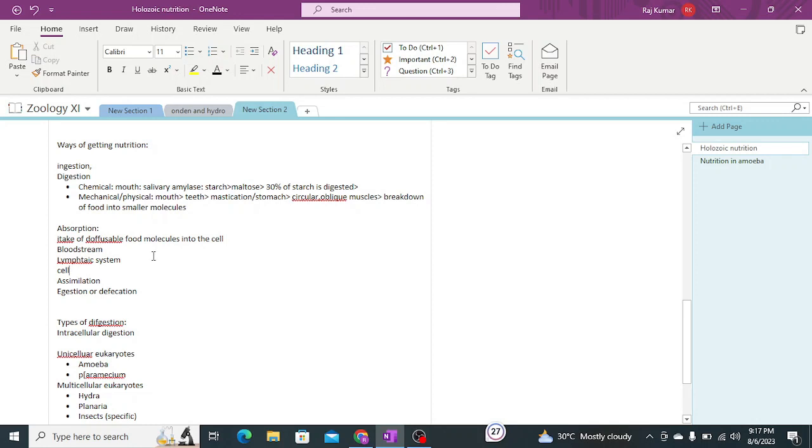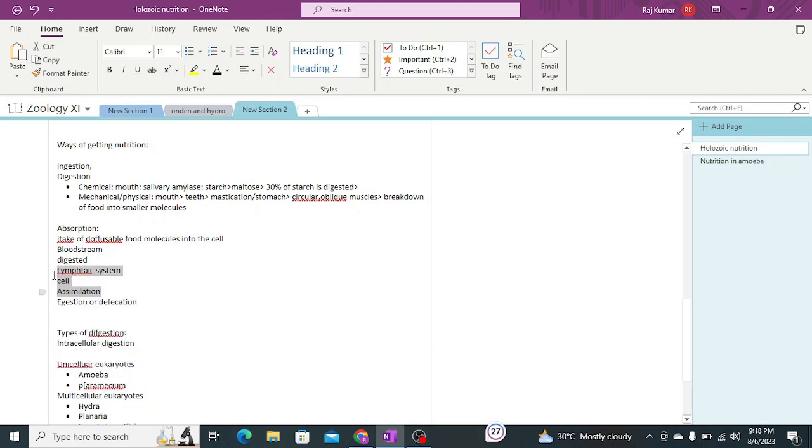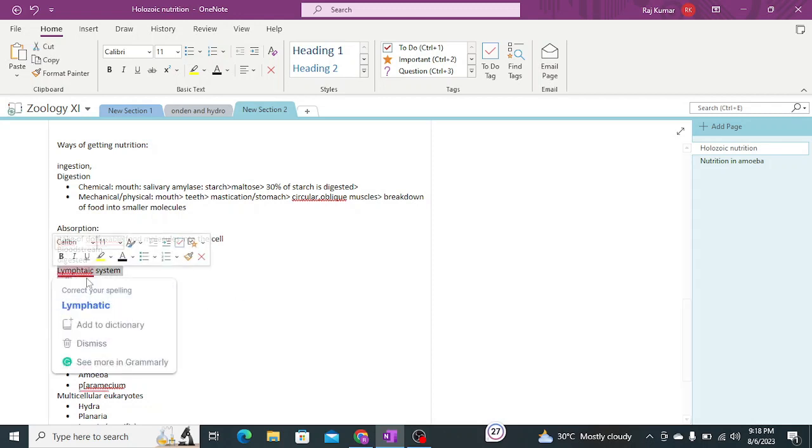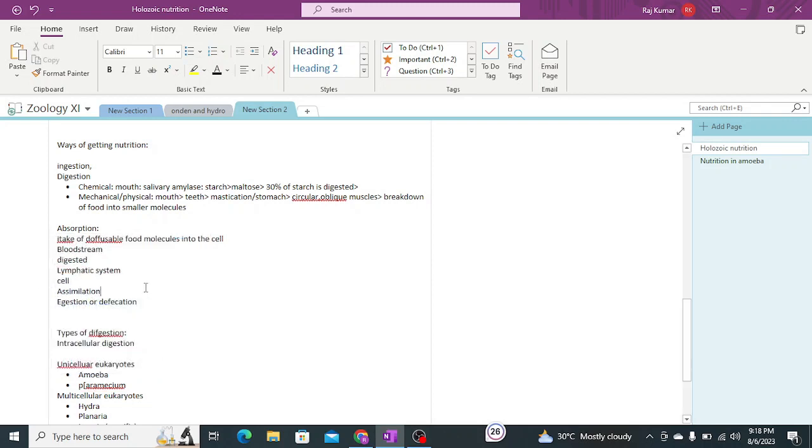Cells such as cells in the small intestine directly absorb the diffusible food molecules. Afterwards, if there's digested food, that would be absorbed through these three pathways, which is lymphatic system, bloodstream, or cell itself directly.